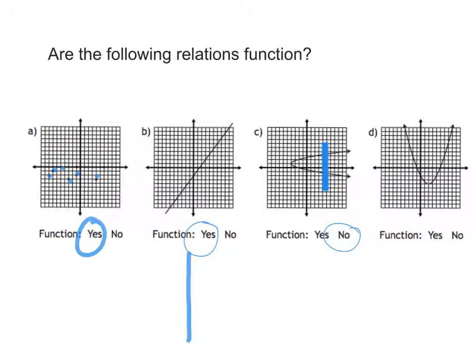The last one, is it a function or not? Yes. There's no point where the graph is going to touch this vertical line more than once at a time. So that last one is a function.